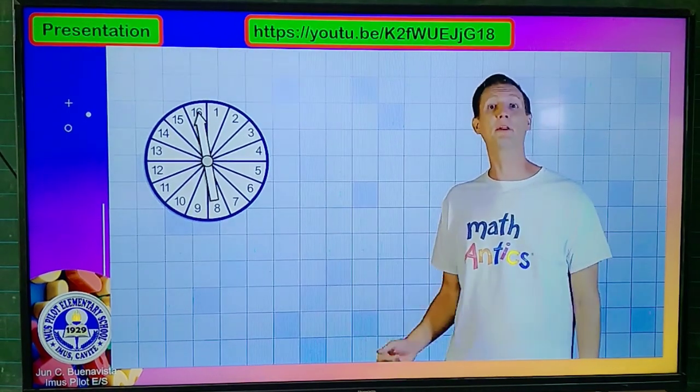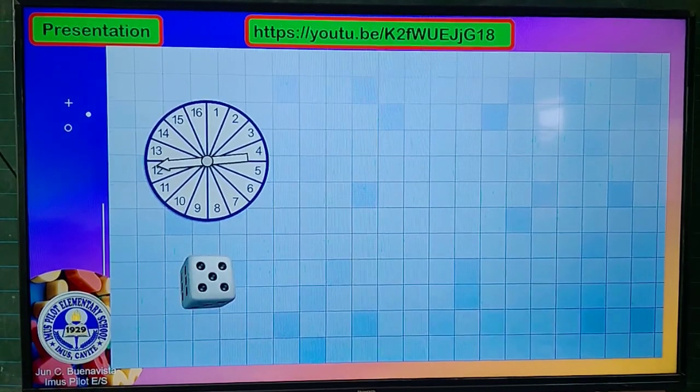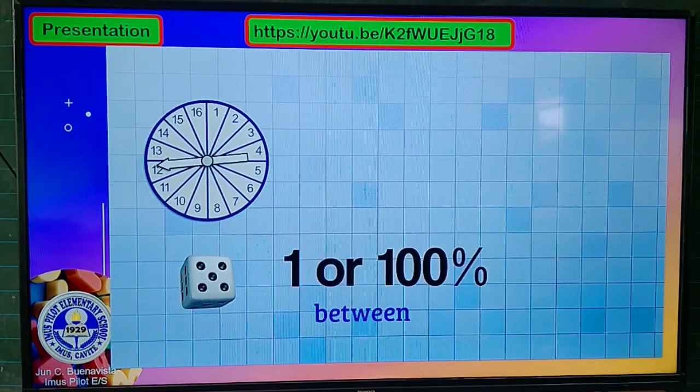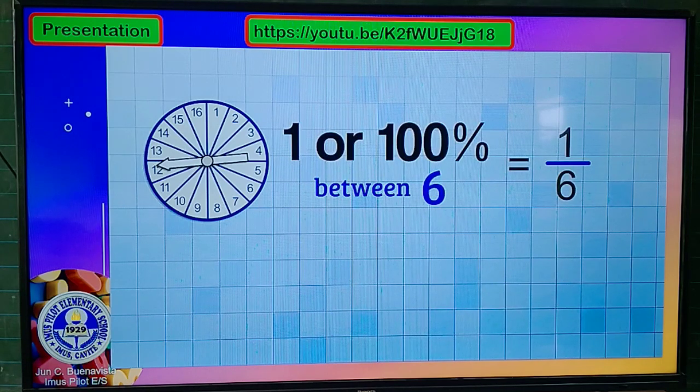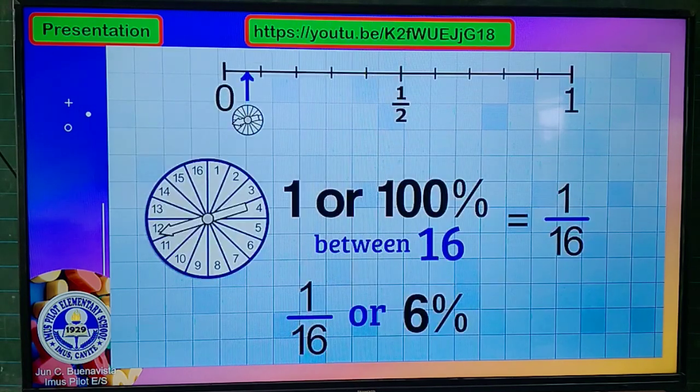So what's the probability of spinning a 12? Well, just like with dice, where we had to split up the 100% between all 6 possibilities, we'll do the same thing now, but we'll split it up between 16 possibilities. So the probability of spinning a 12 is 1 over 16, or about 6%, which is right here on the probability line. We can see that the probability of spinning a 12 is less likely than the probability of rolling a 3. That makes sense because there are more possible outcomes with our spinner.